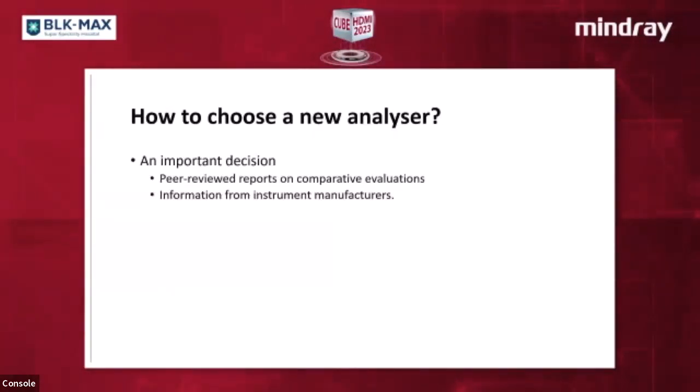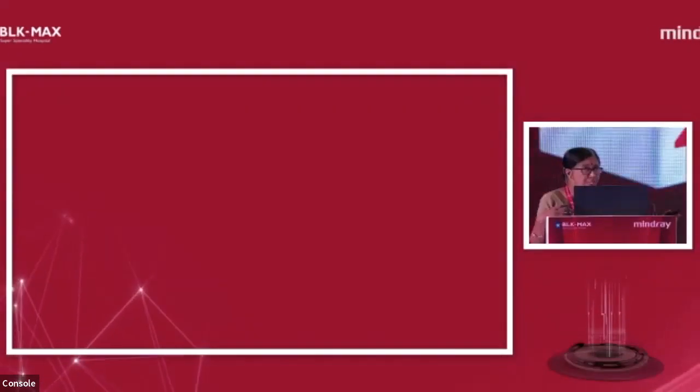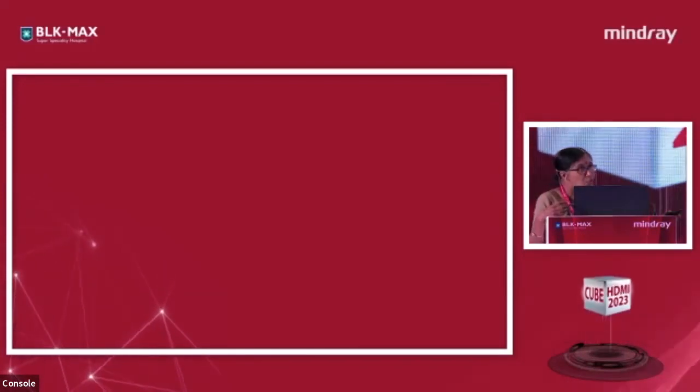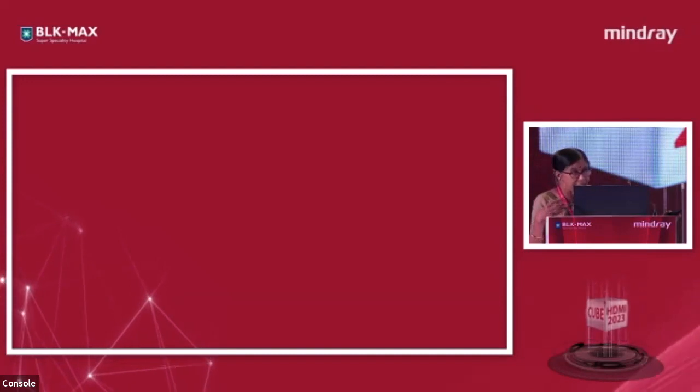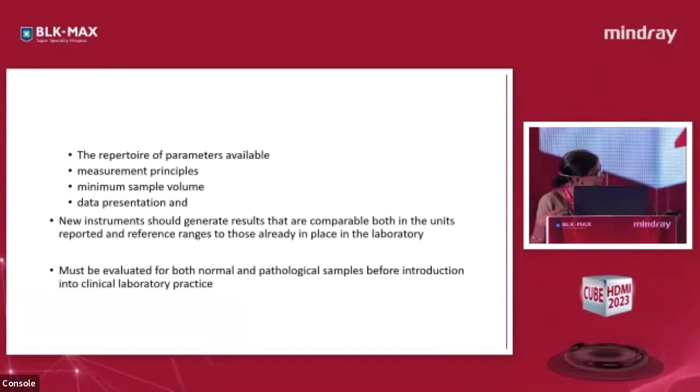So how to choose an analyzer becomes an important decision. Of course, we do rely on the instrument manufacturers to provide us a lot of information. However, peer-reviewed reports on comparative evaluations play a significant role in deciding the choice of the analyzer. There are several other factors that contribute to this decision-making: the dimension of the equipment, information related to consumables, the ability of the instrument to be interfaced with the hospital laboratory information system. All these factors contribute to this decision-making. And in addition, the repertoire of parameters that are available, the minimum sample volume, the data presentation, etc.